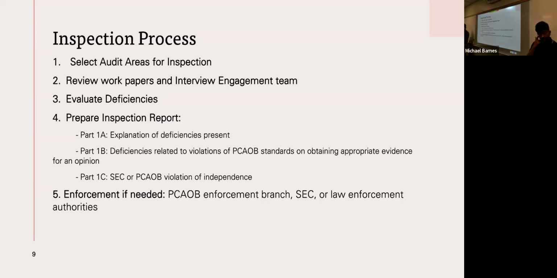Part 1A is just to explain the deficiencies within their audit process. The second part would be any deficiencies that directly violate rules set by the PCAOB. And then part 1C is any SEC or PCAOB violations following the independence rules. Then lastly, if they catch them involved with any sort of fraud schemes, then the proper enforcement can be done with the PCAOB's enforcement branch, the SEC, or any appropriate law enforcement matters.